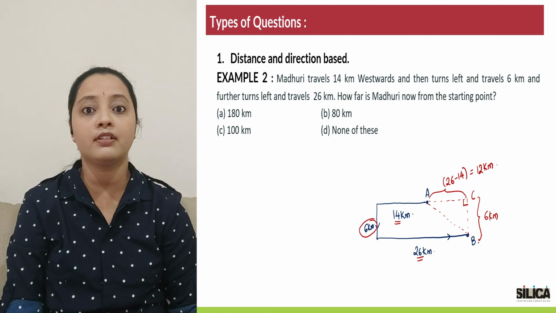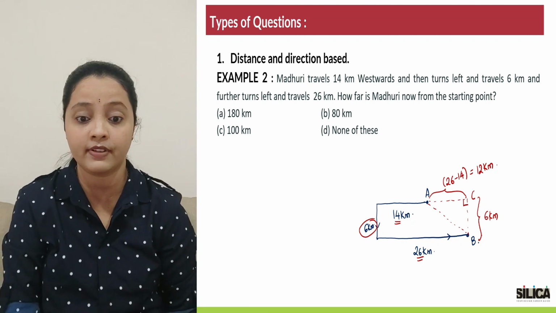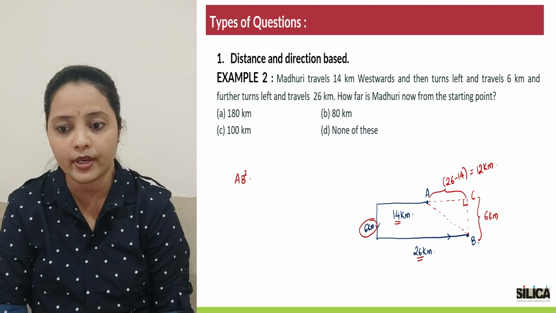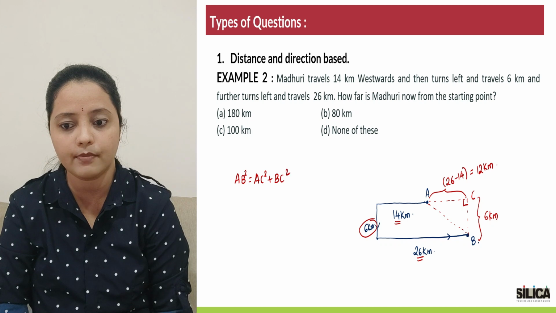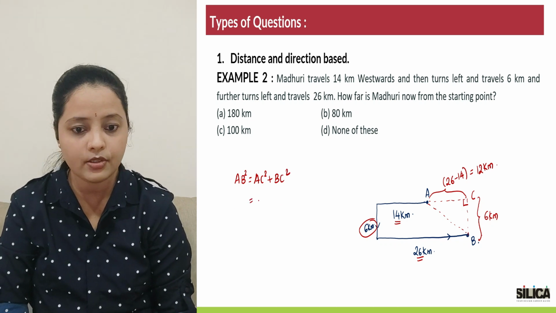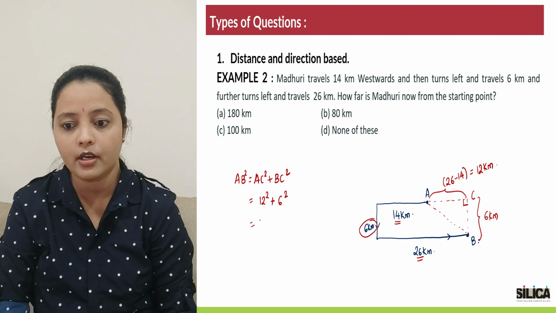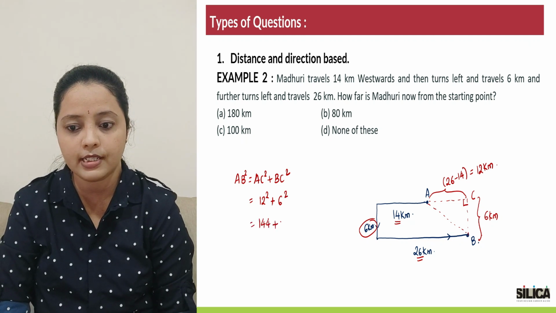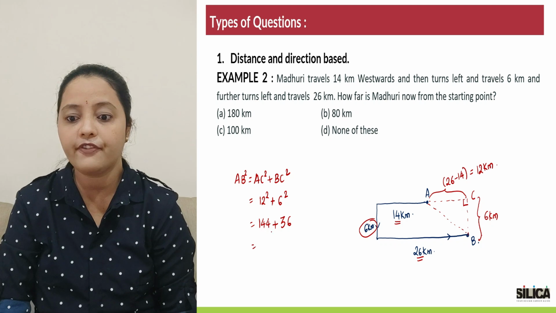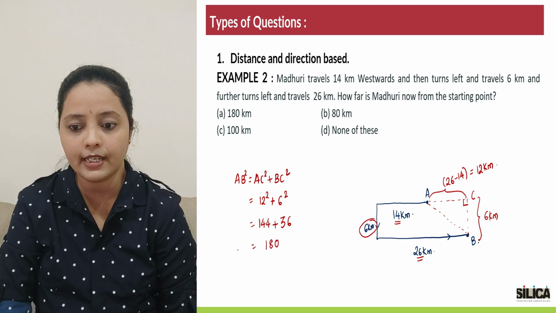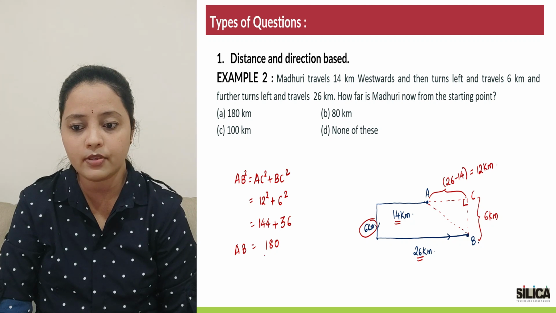So now I have the two perpendicular sides of the right angle triangle available with me. So let's use the Pythagoras theorem. AB square is equal to AC square plus BC square. AC is 12, square, and BC is 6, square. 12 square is 144, 6 square is 36. If we add this up, 6 and 4 is 10, 4 and 4 is 8, and that's 180. So AB square is 180.